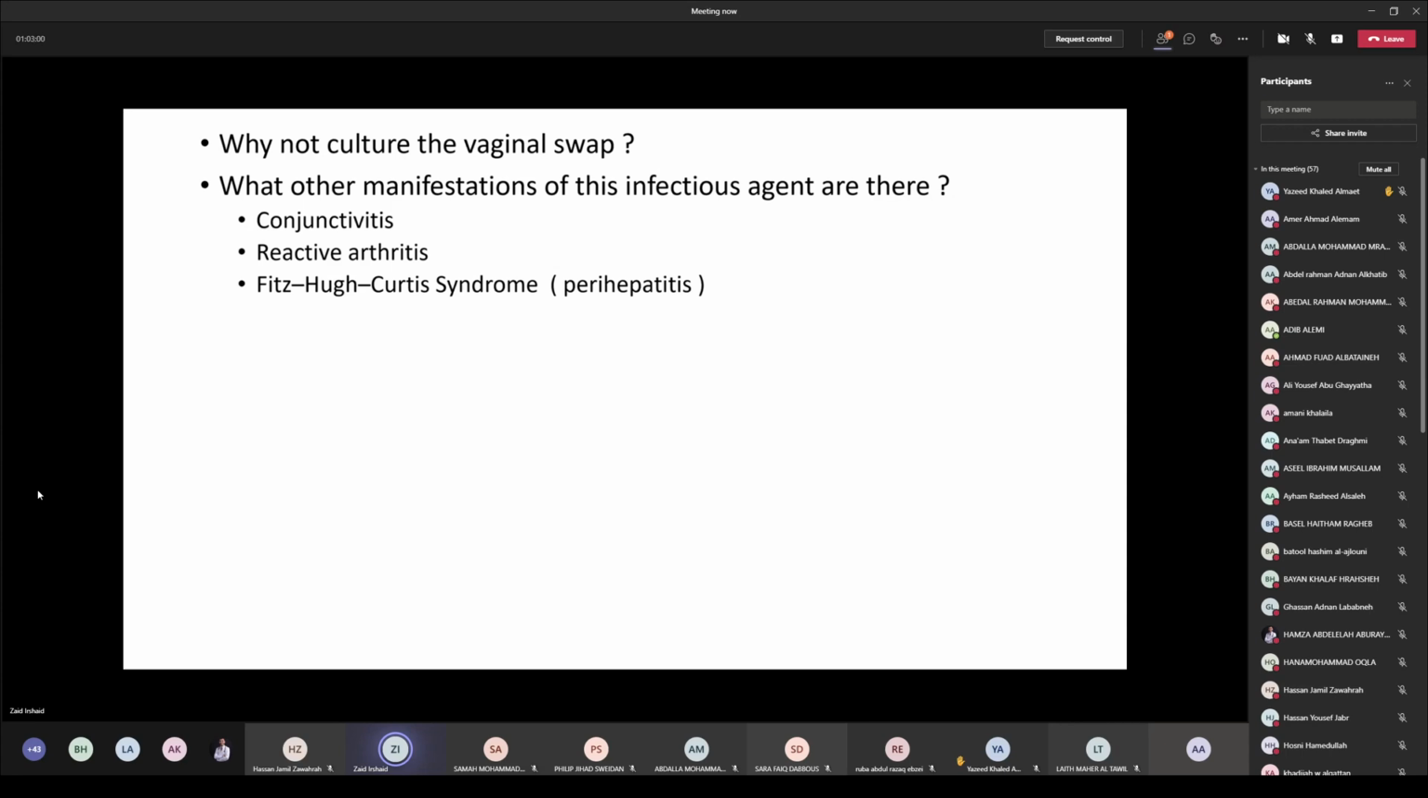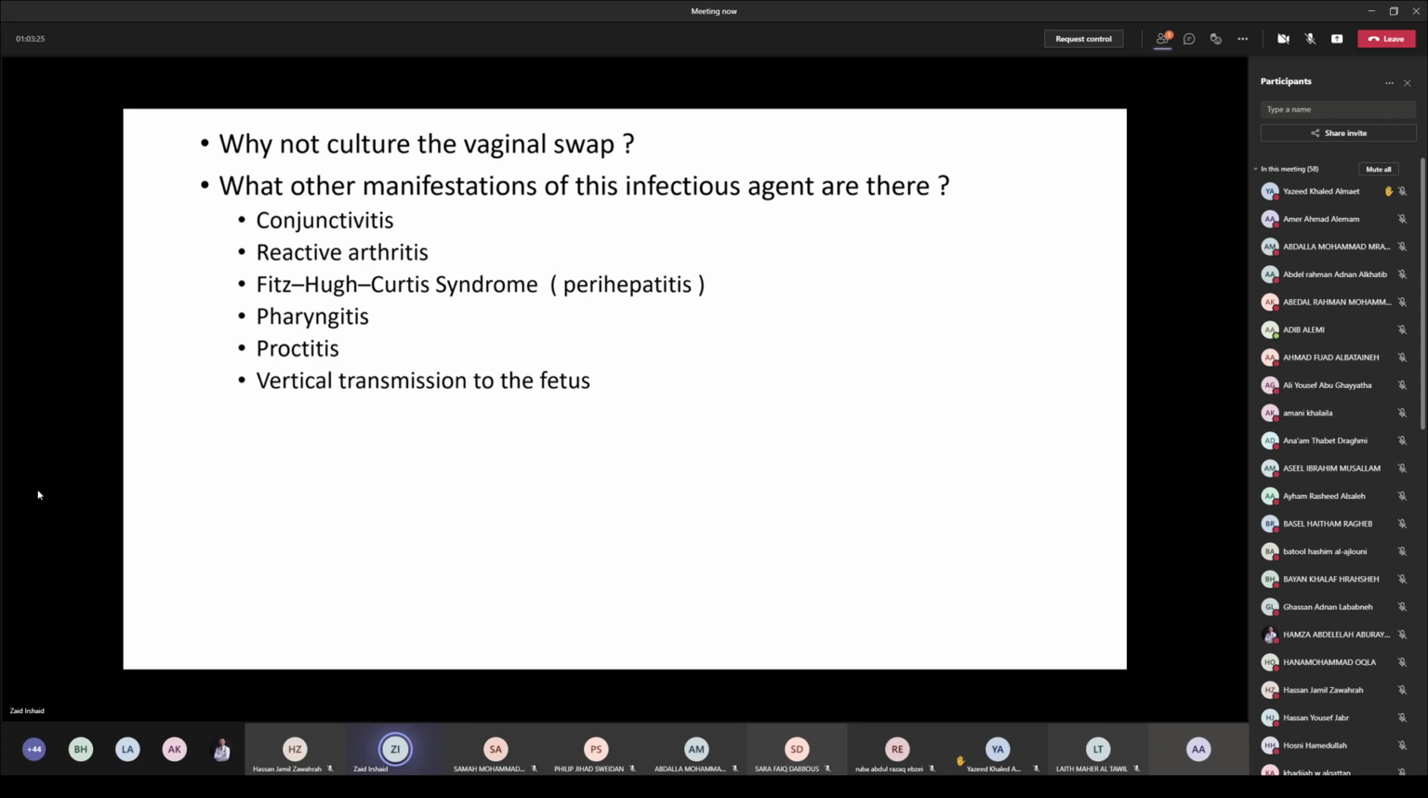Both can cause something called Fitz-Hugh-Curtis syndrome, which is perihepatitis, inflammation of the area around the liver, associated with adhesions usually. They can cause pharyngitis when involved with oral intercourse, proctitis, either by direct transmission through the mucosa of the vagina to the rectum, or sometimes with anal intercourse, especially in men who have sex with men, for instance.